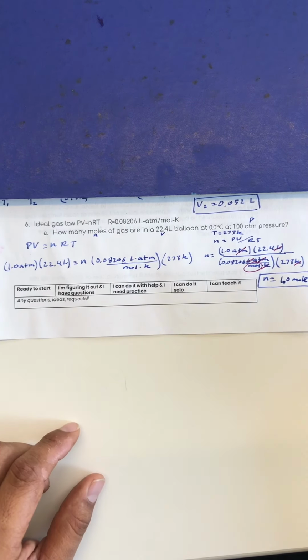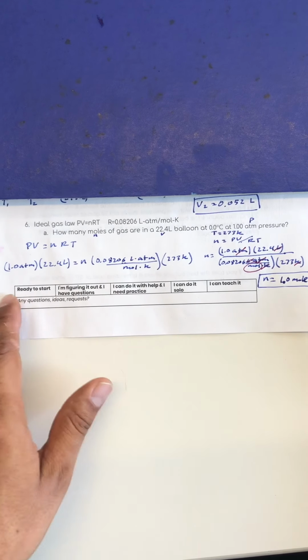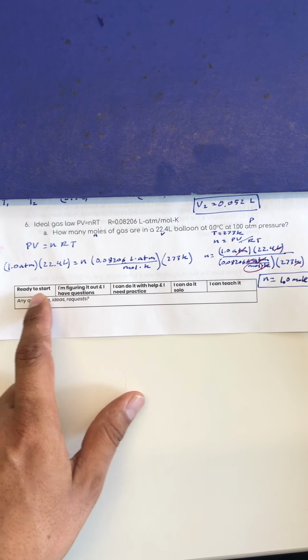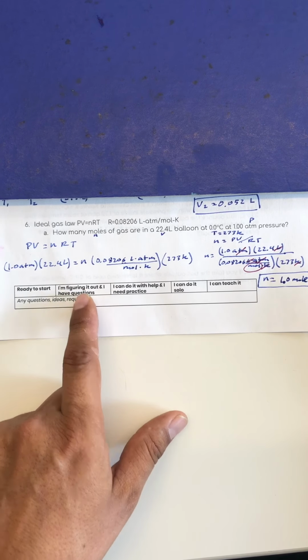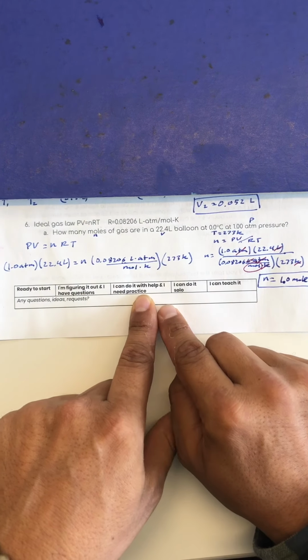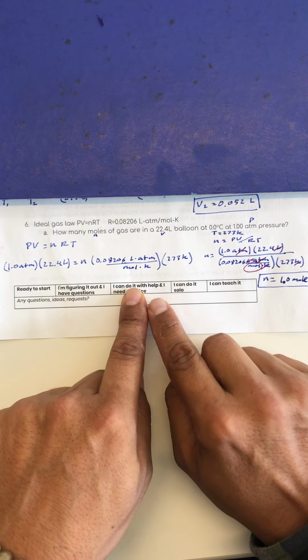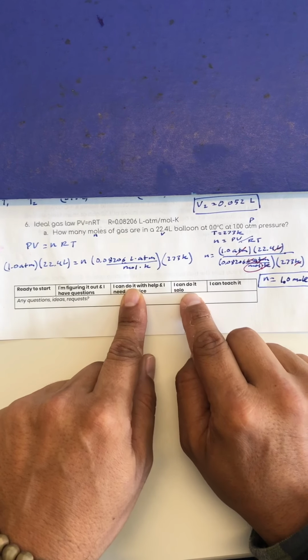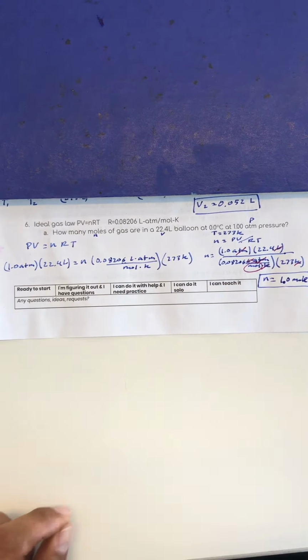At the end of all this, it's always good to ask yourself, where are you? Are you ready to start now? You've seen a couple. Are you figuring it out? Hey, you have some questions. Can you do it with help? Right? That's a good place. You need some practice. That's kind of the middle point. Get to I can do it solo. You know it when you can teach it. So that's where I want to get you to.